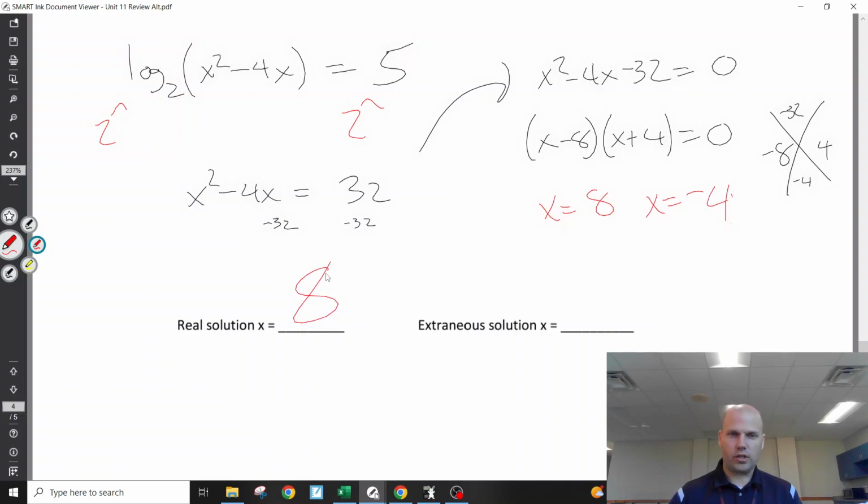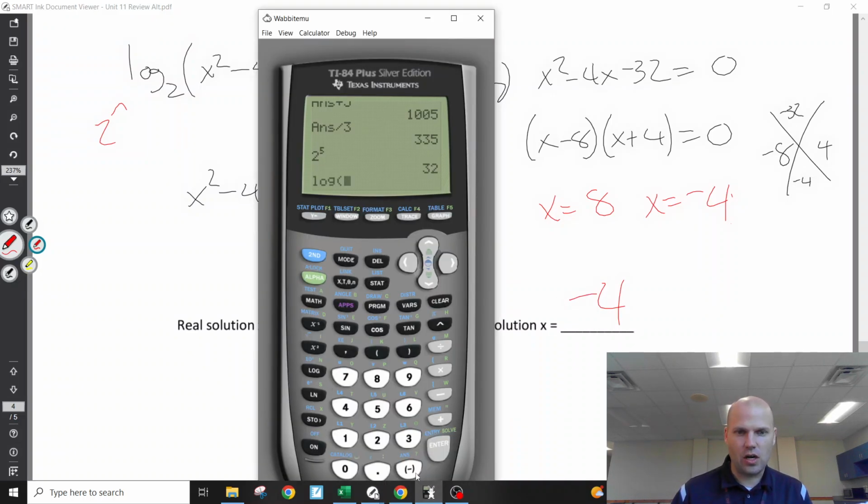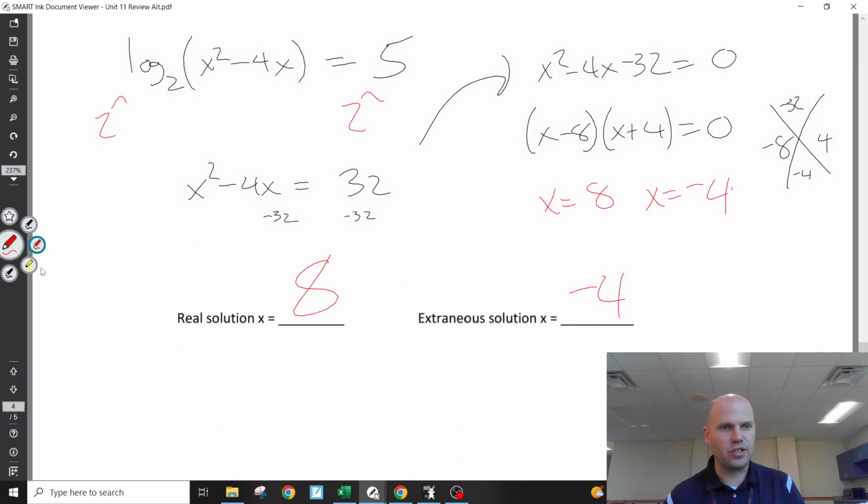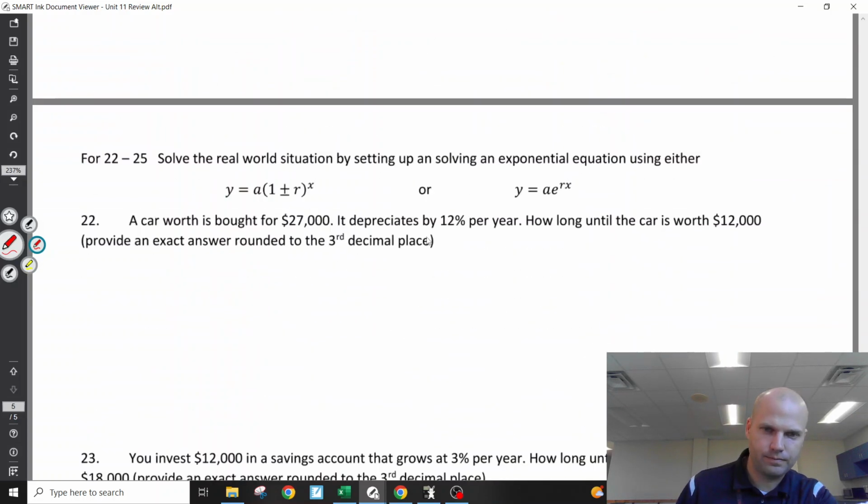8 works. You're allowed to take the log of 8. Negative 4 does not work. You're not allowed to take a log of a negative number. So this is what we call one of those fake solutions. It's a fake out solution. We think it's a solution, but it turns out it doesn't work.